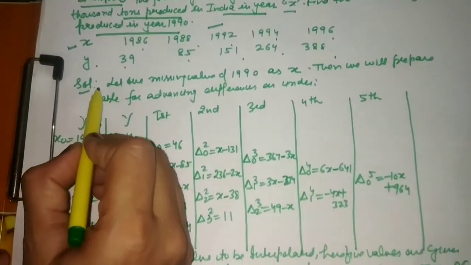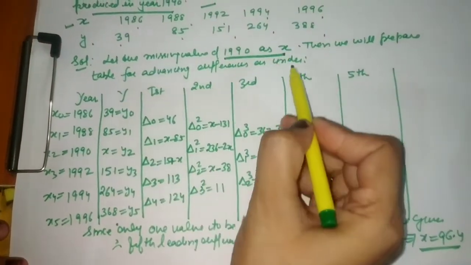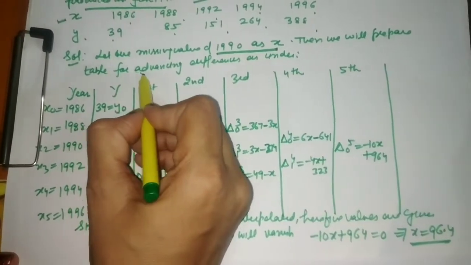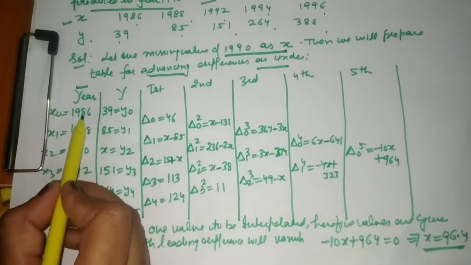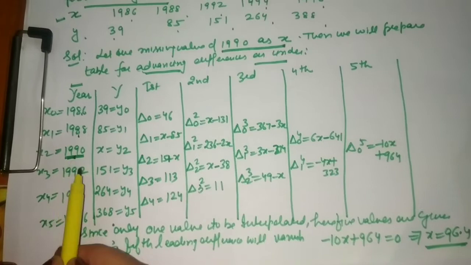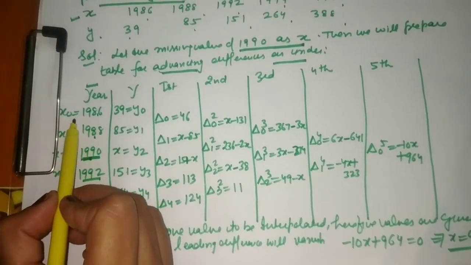So the solution: let the missing value for 1990 be taken as x. I have considered the value for 1990 as x. Then we will prepare the table of advancing differences as under. Firstly, I have written the years 1986, 1988, 1990, this is the missing one, and 1992, 1994, 1996. I have mentioned this as the x note.